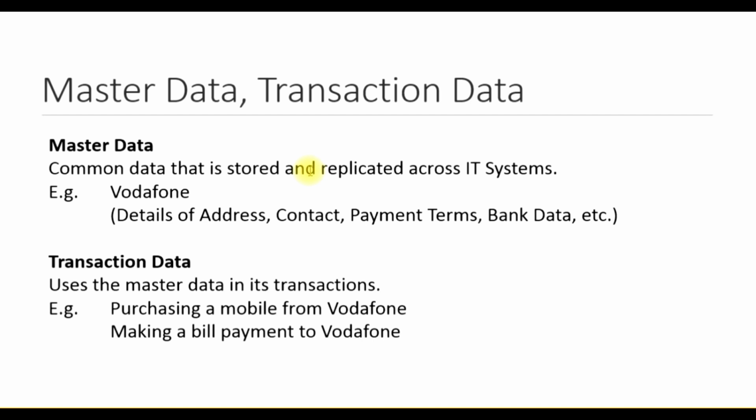So all these transactions are called transactional data, and all these transactions are relevant to a master data, which is Vodafone. So master data is just a common data giving all the information of the company or vendor or customer, a GL account, an asset, anything. And the transaction data uses the master data in its transactions.